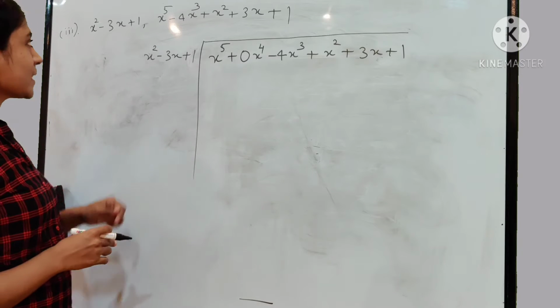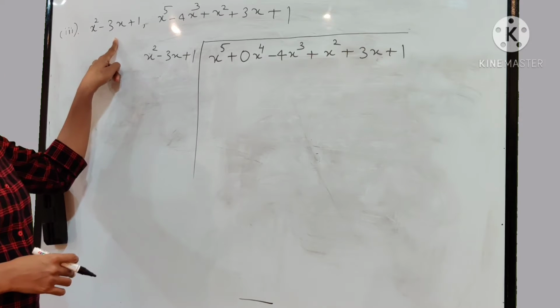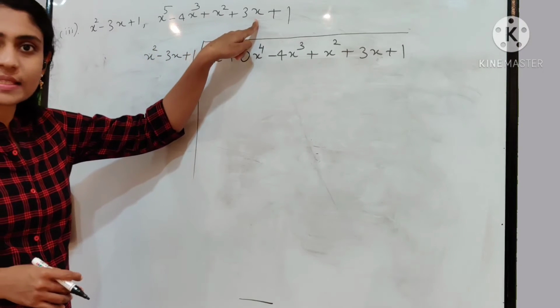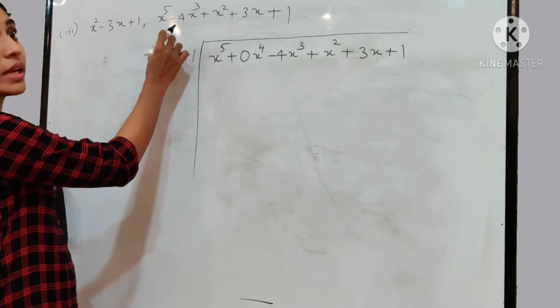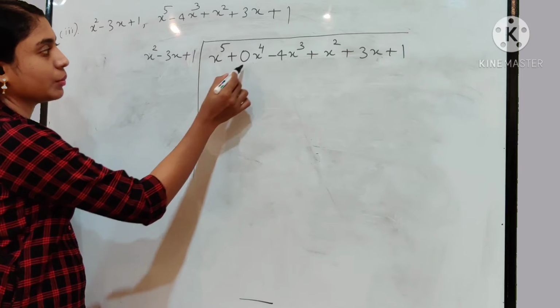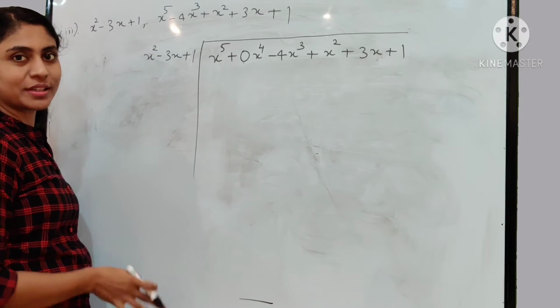Going to the next question. X square minus 3x plus 1. We have to check whether this is a factor of x raised to 5 minus 4x cube plus x square plus 3x plus 1. And here there is no x raised to 4 term. So put 0 x raised to 4 here. We put 0 because there is no x raised to 4 here. So we can perform the polynomial division now.